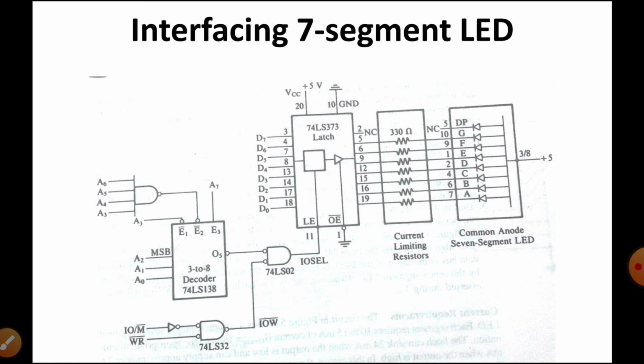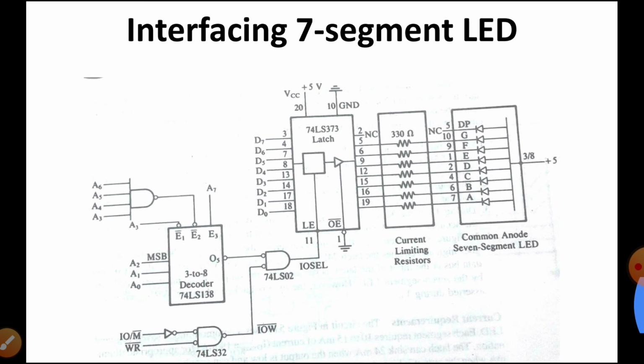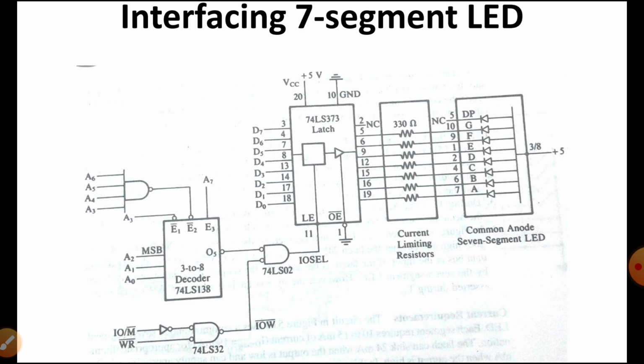If we have to generate another address, suppose the address of this output port is F8, then we have to make certain adjustments in A0, A1, A2, as well as select out of the 8 outputs any one of the outputs, so that we are able to generate the address for that.